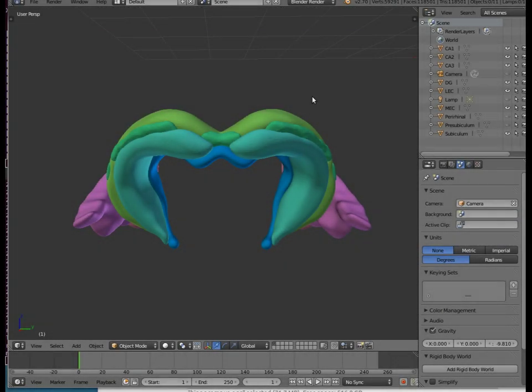Hello, my name is Martin Pyka, and in this video I would like to show you what the hippocampal formation looks like, because I think it's pretty difficult to understand how it looks when you just have anatomical slices of the mouse or the rat brain.